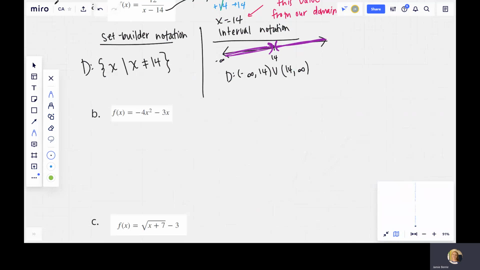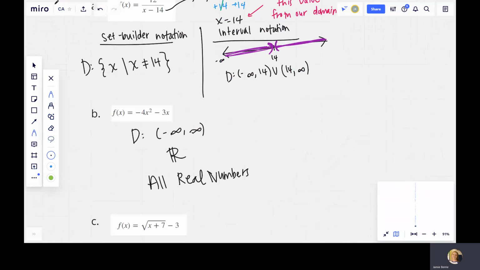This is not a fraction. This is not a radical. So the domain is all real numbers. We're just going to do negative infinity to infinity. Again, you could also use this little fancy R, or you could write out all real numbers. No work to do here. It's super easy.